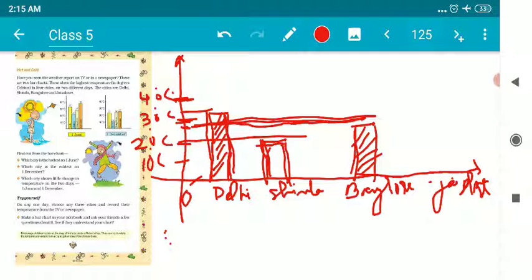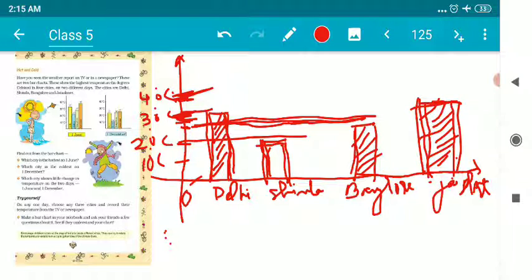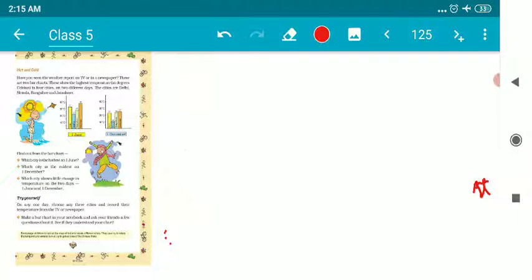So Jaisalmer is about, suppose, 35 degrees Celsius. So it will lie exactly between 40, this is the line of 40, and this is the line of 30. So exactly it will lie between 30 and 40. Okay children, so between 30 and 40 the bar of this height will appear. Okay, so if I magnify this graph a bit, you can understand.